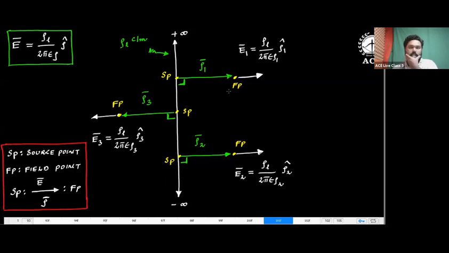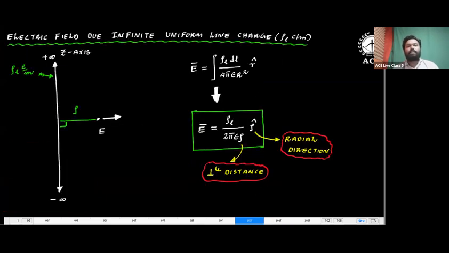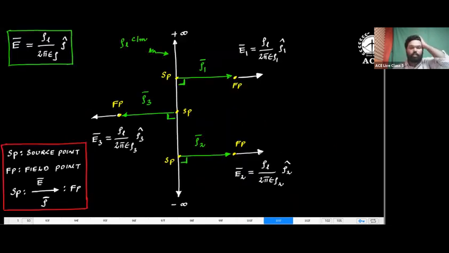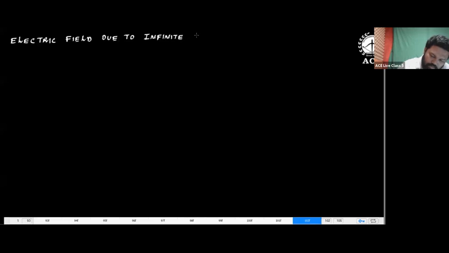Okay, fine. Let me turn the page here. This is all about the electric field due to infinite uniform line charge. Now let us try to understand one more formula. I'm going to turn the page. Electric field due to infinite uniform sheet charge. Here it is rho s. Units are coulomb per meter square.